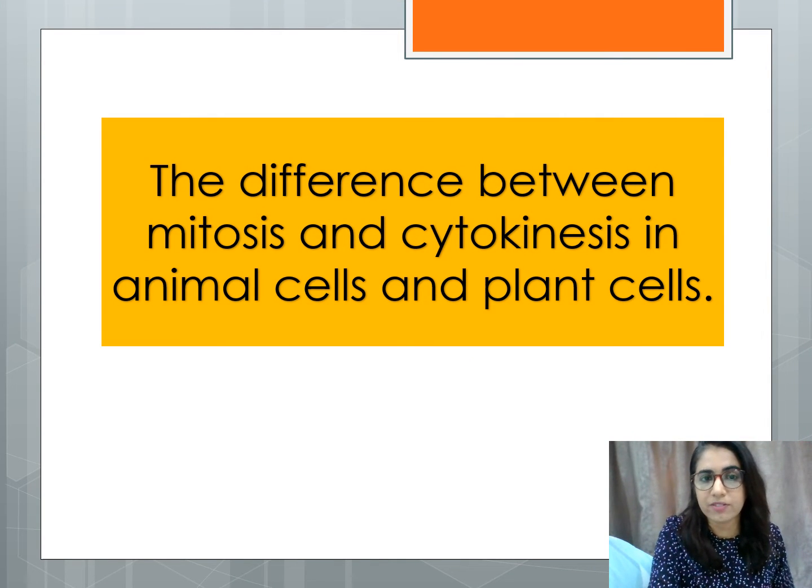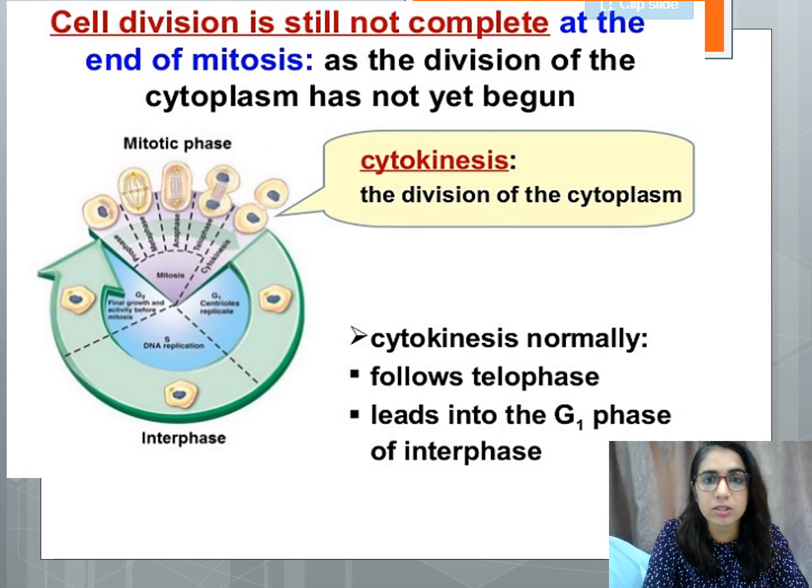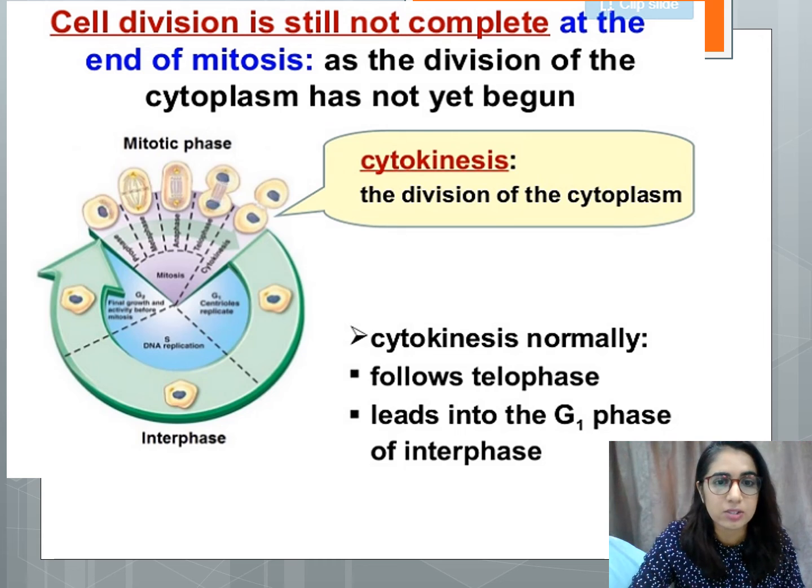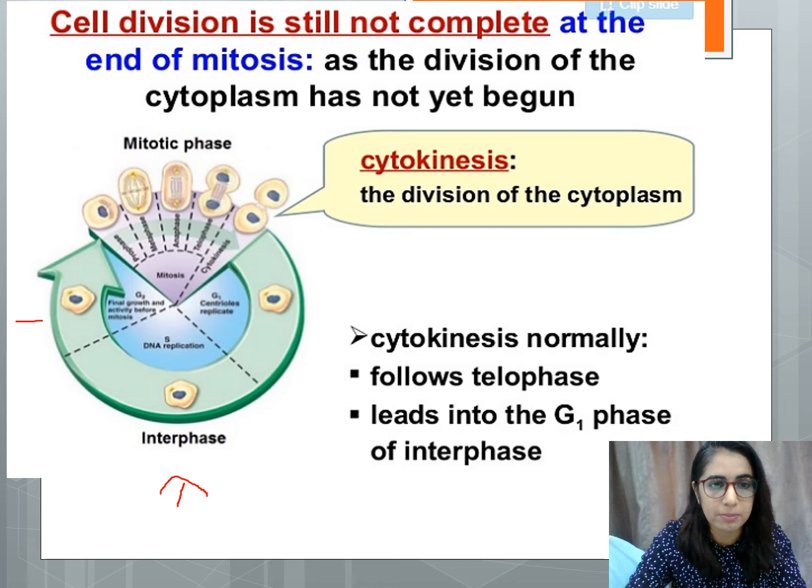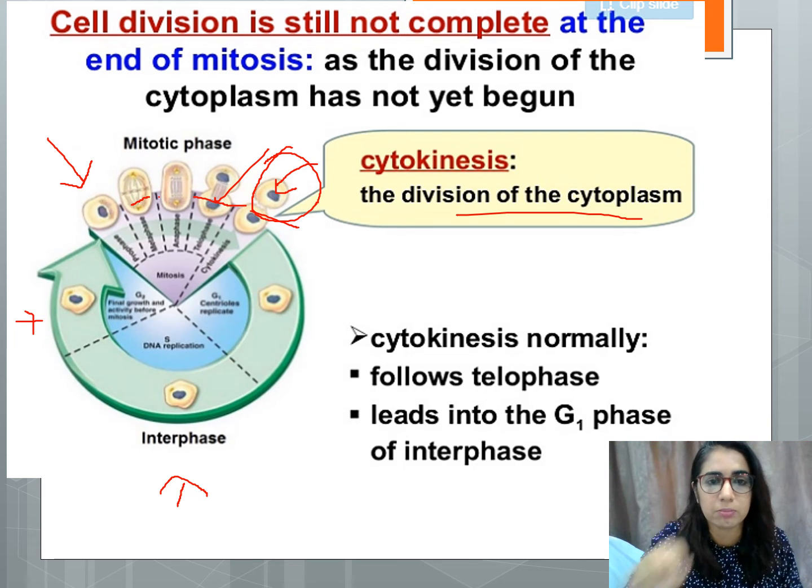Now we are going to see the difference between mitosis and cytokinesis in animal cells and plant cells. Cell division is still not complete at the end of mitosis, as the division of the cytoplasm has not yet begun. Cytokinesis must happen after mitosis. So cytokinesis normally follows telophase and then leads into the G1 phase, or back into interphase. You can see here, this is the interphase, then preparation for mitosis happens here, and then the mitosis process happens: prophase, metaphase, anaphase, and then telophase, and this is cytokinesis, where the division of the cytoplasm takes place.